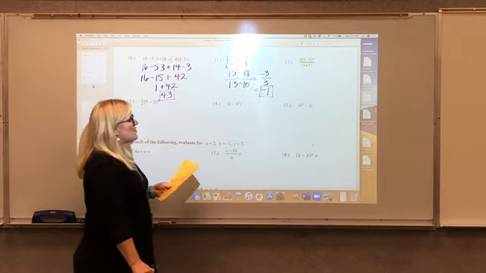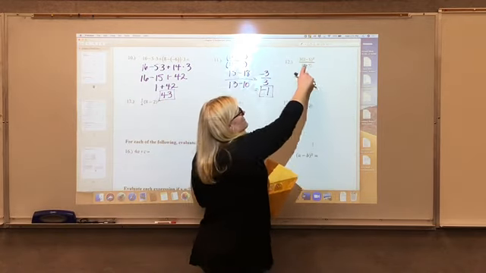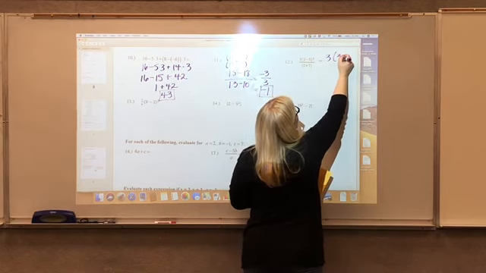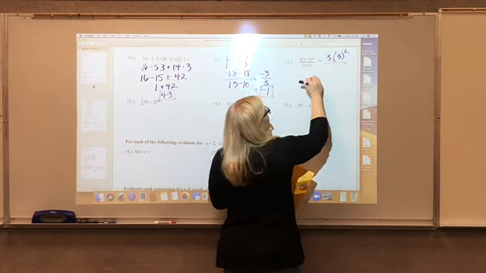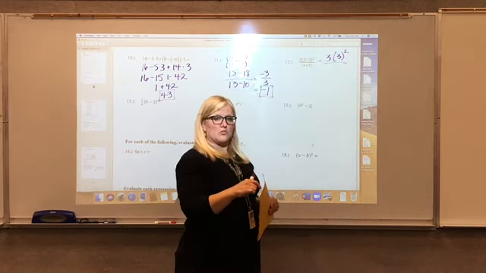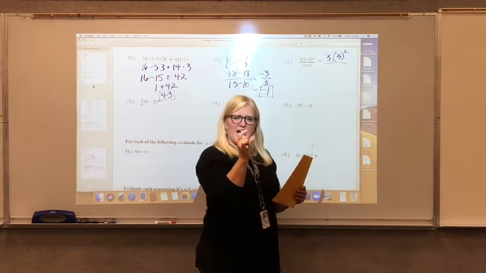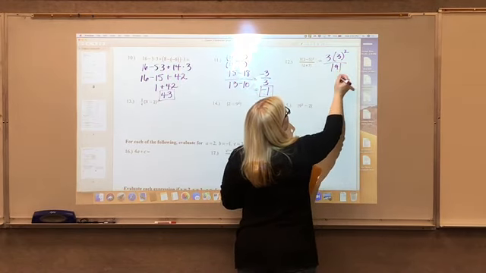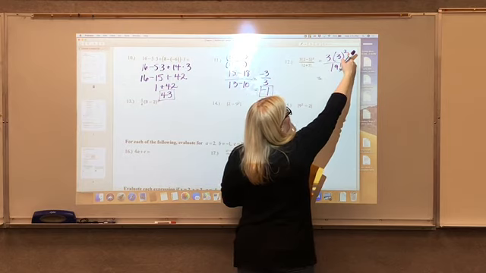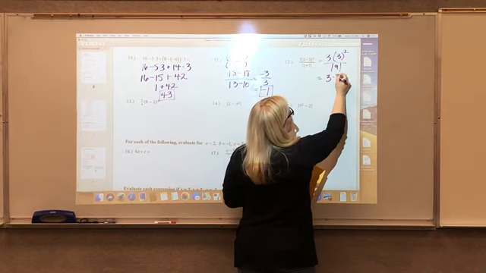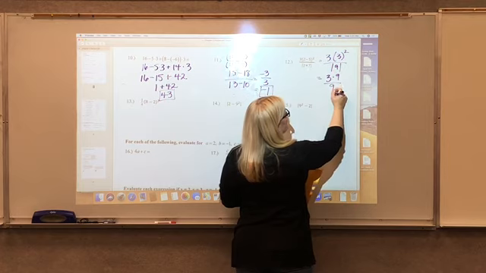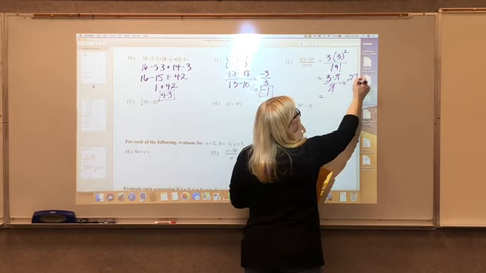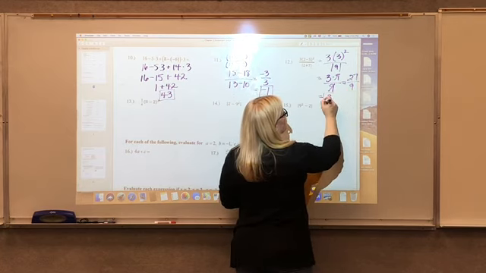Okay. Number 12. Parentheses first on the top. I've got 3 times 3 squared over the absolute value of 2 plus 7. So that just means that you do whatever's inside and it's going to be positive. So this is the absolute value of 9. Okay? Well, 3 squared is 9, so this is 3 times 9 over positive 9. And this is, my 9s cancel. You can also say that this is 27 divided by 9, which gives me 3.